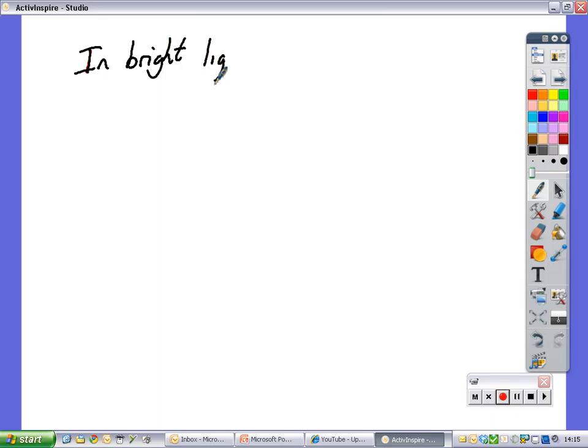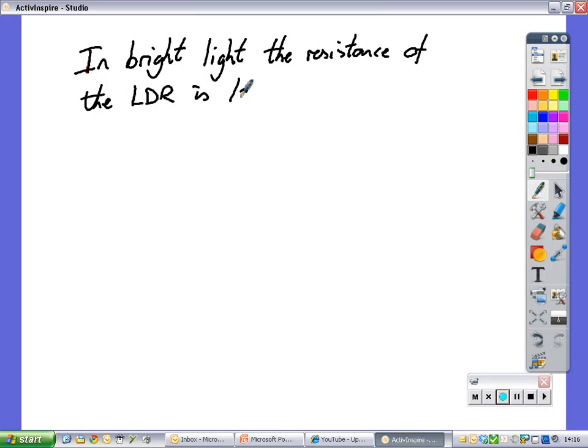In bright light, the resistance of the LDR is low. So it takes a small share of the supply voltage.